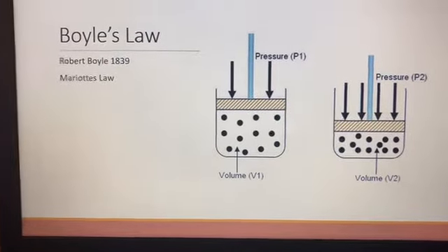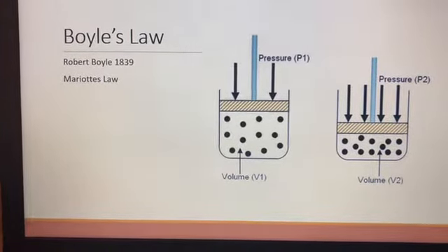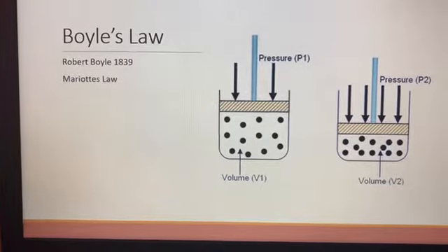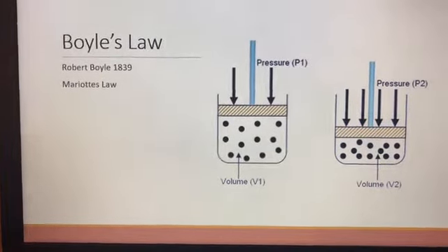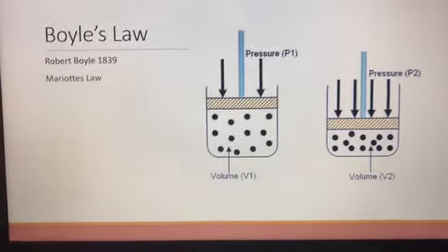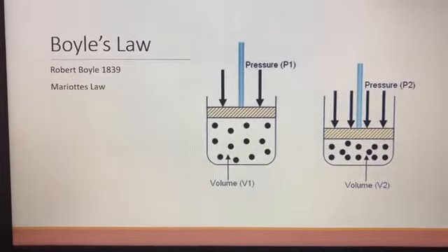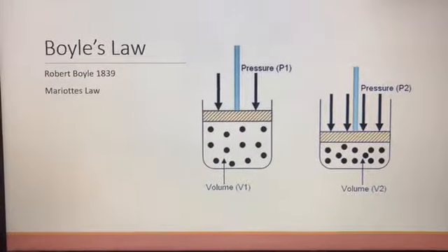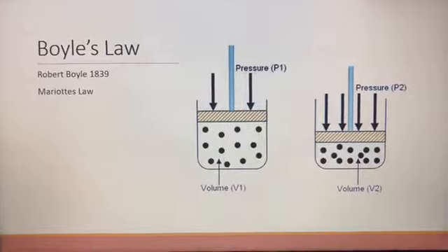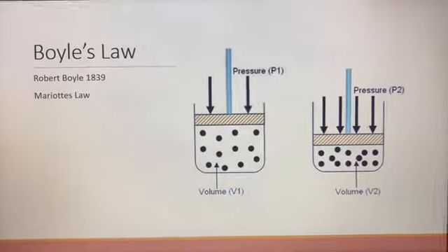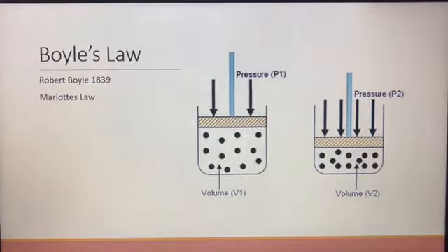Another way to state that is for a fixed amount of an ideal gas kept at a fixed temperature, pressure and volume are inversely proportional. So, like I said, decreased pressure, increased volume; increased pressure, decreased volume. That's essentially Boyle's law.